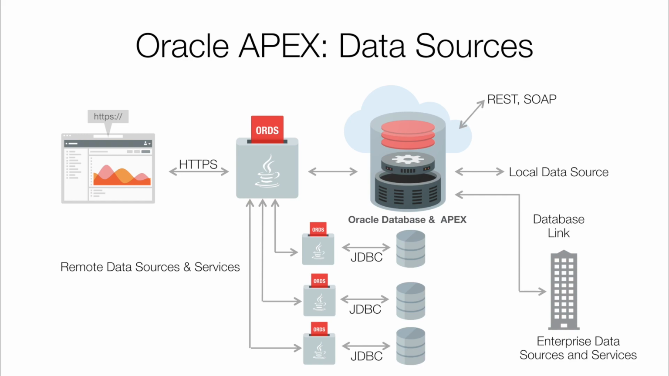So we can create database links to access data in other Oracle databases from the Apex database. We can access REST and SOAP services, so RESTful services and SOAP web services, from Apex over the HTTP protocol. And as we will see, Apex really makes REST services a first-class data source. So we will see we can access REST data as easily as we can access local tables.